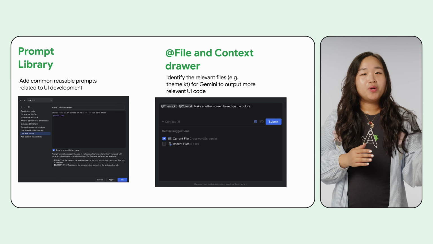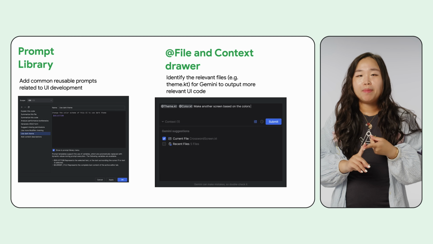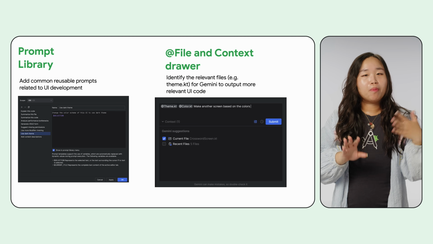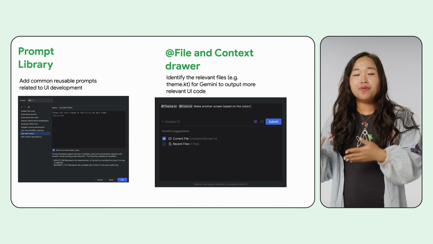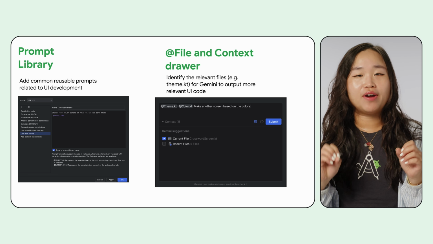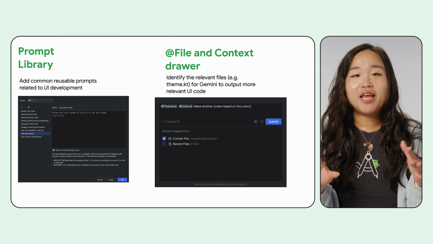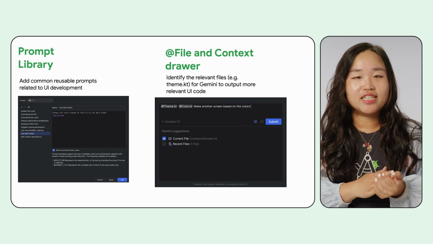And finally, we also think of existing Gemini in Android Studio features like prompt library, where you can add reusable prompts like I always use Material 3, or using the app file and context drawer to add the correct context, like your theme file, your design components, so Gemini can answer questions based on the right context. All right, now that you have some context of what these features are and why we built them, let me head over to Diego for the most exciting part, looking at some demos.